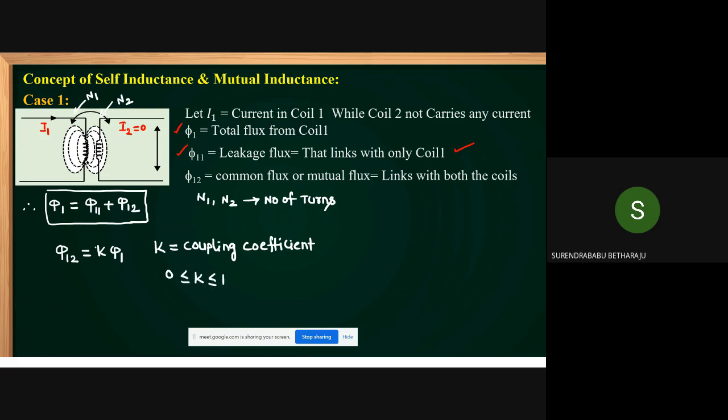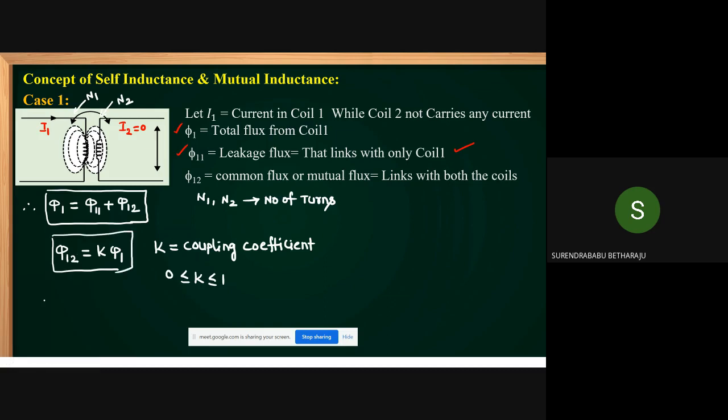Sir, why is this k term defined here? Because the total phi 1 flux is not linked with both the coils; only a portion of the flux is linked with both the coils. How much portion? Let's assume k times phi 1 is linked. But k is never greater than 1; it must be between 0 and 1. This is phi 2, the mutual flux: k times the total flux links with both the coils.